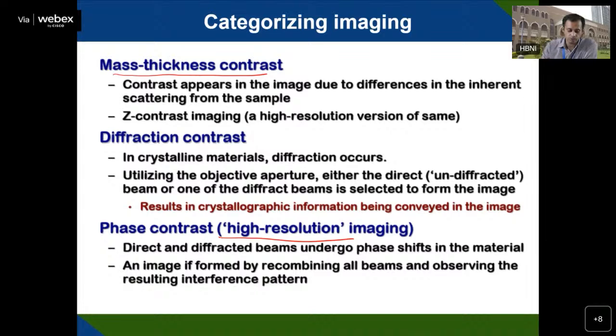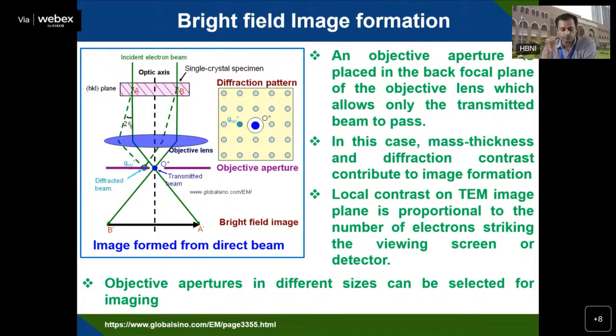So first, coming to how the bright field images are formed. As I told you, in the case of bright field imaging, the direct beam is used. You can see here the incident beam coming and falling on the lenses, and this is the specimen on which the electron beam falls. After interacting, the direct beam comes through, and the diffracted beam also comes. The direct beam, A and B, goes through this hole and creates the image. So that will produce a bright field image when you use the direct beam.